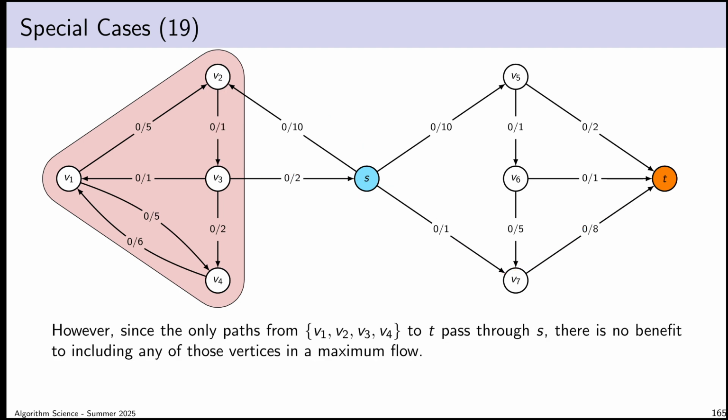So there's no benefit to including any of these vertices in a maximum flow, although we could create maximum flows that do route flow through these vertices. A good exercise to try on the way out of this lecture is to compute a maximum flow of this graph using the Ford-Fulkerson algorithm, and then modify the maximum flow you end up with so that it's still maximum, but where there is flow being routed through maybe all of these other vertices. See if you can make that happen.